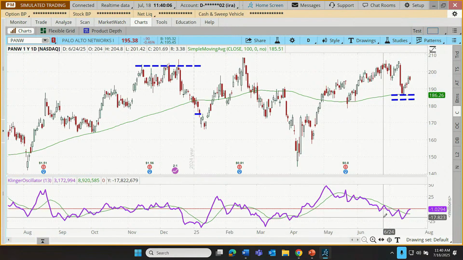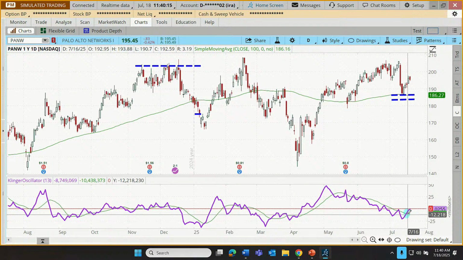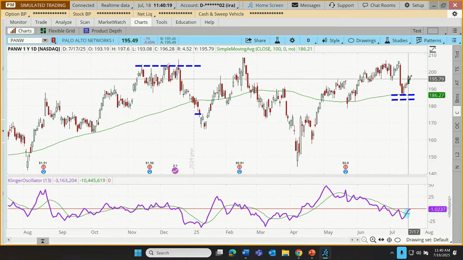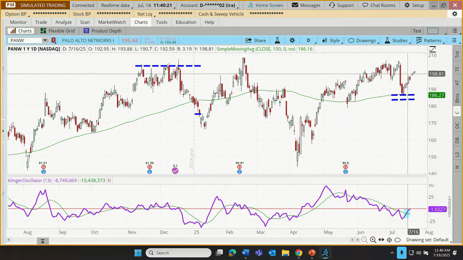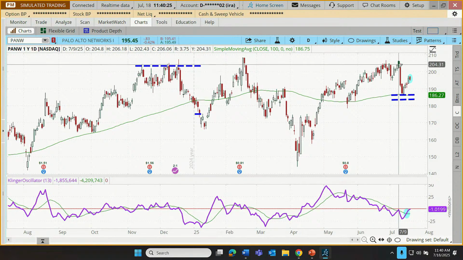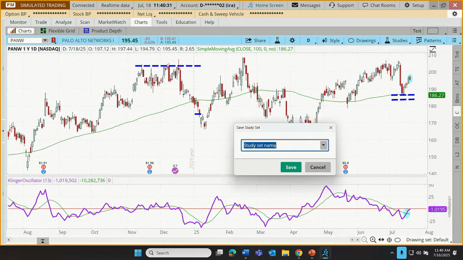Let's do two things. I'm going to first of all put a circle or an oval around our logic for our trade. And that's going to be today. I'll put an oval around today's candles so we can quickly see it in the future. I'm also going to save this as a study set. So if you're wondering how I do that, save study set.